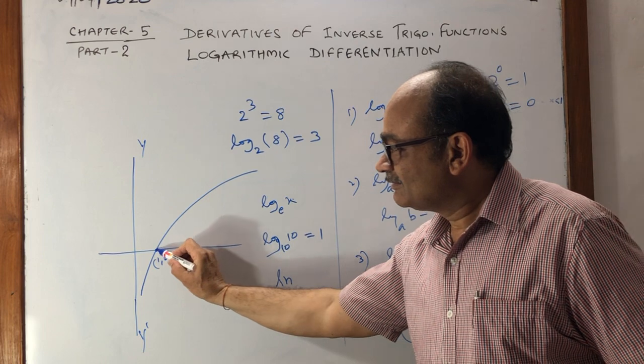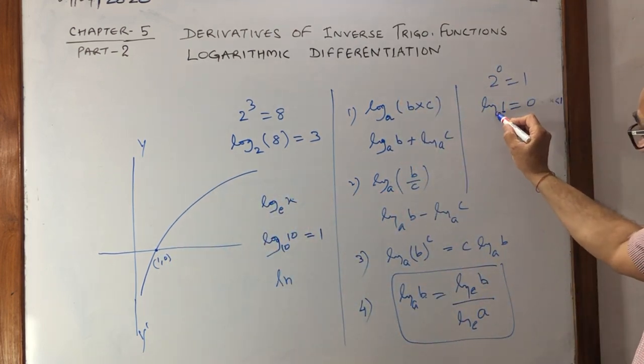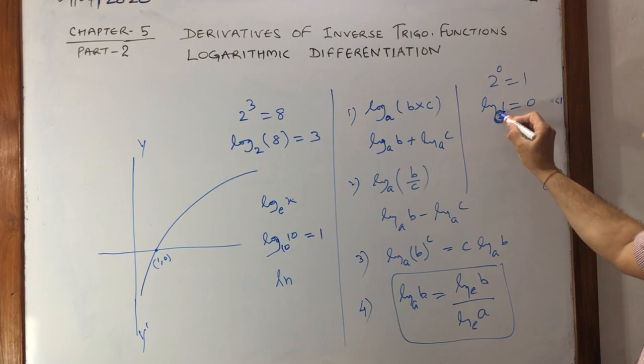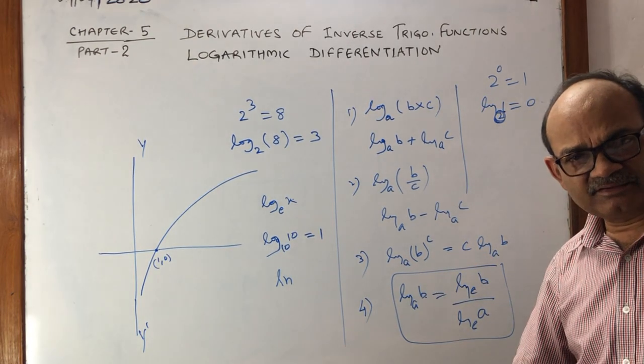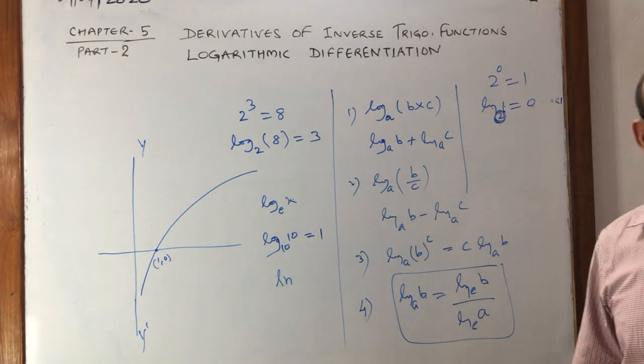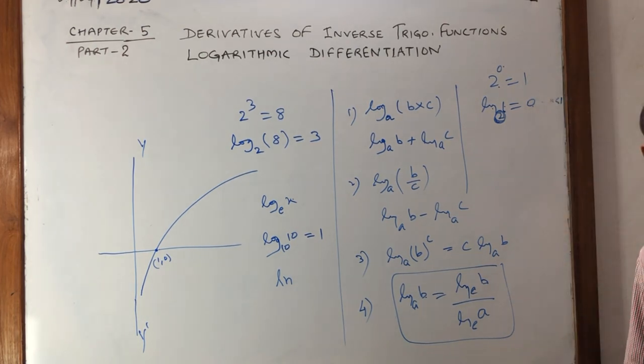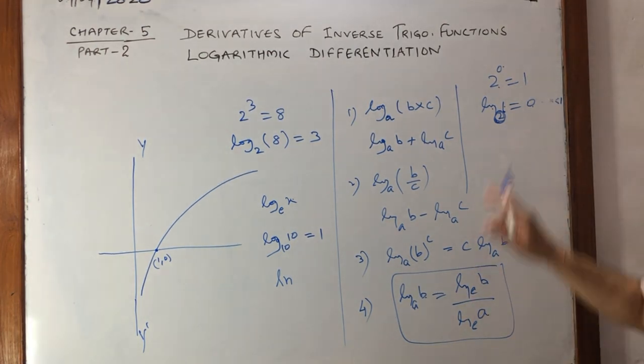Whatever be the base, 2, 3, 4, 5, 10, 11, e, whatever. If you want to calculate the log value of 1, its value is always 0. The reason is very simple. Any number to the power 0, 5 to the power 0, we are getting 1.